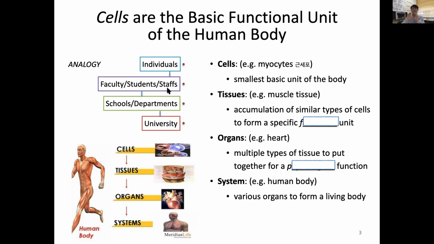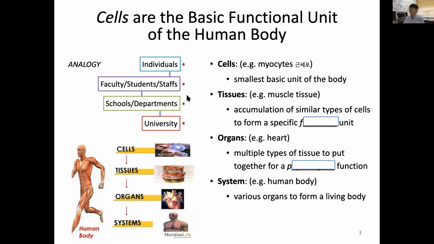And when these faculty, students, and staff are put together, we can form a department such as biomedical science and engineering, or a school of life science, let's say. And these perform a specific function. And these schools and departments put together form a university, an entity, a system.